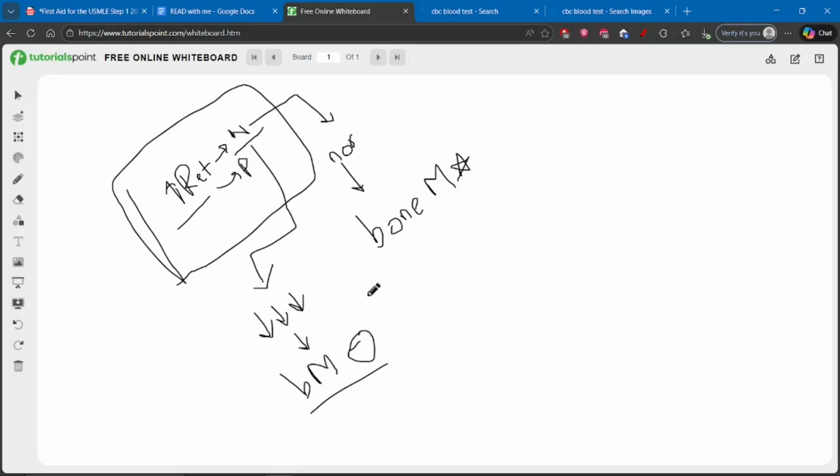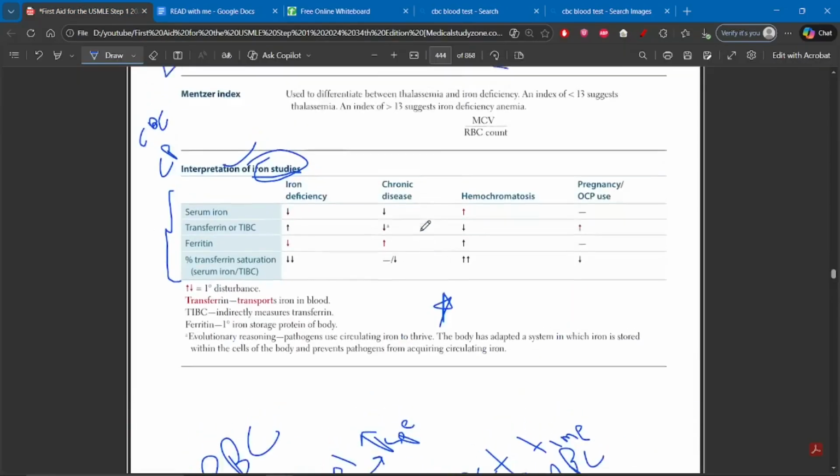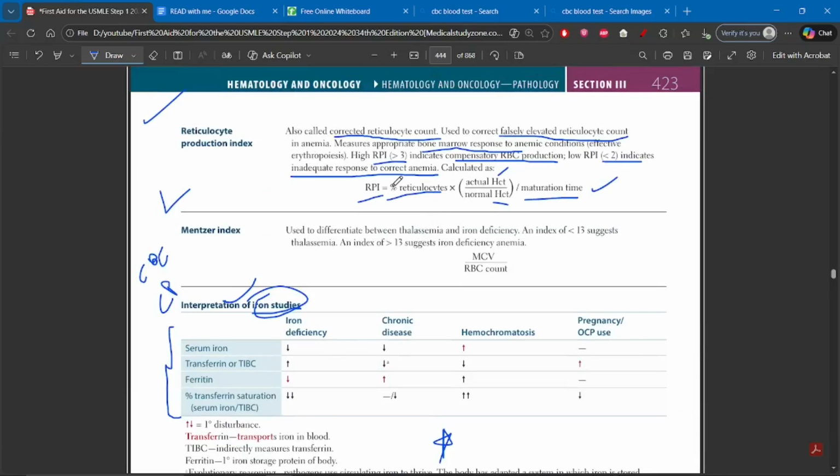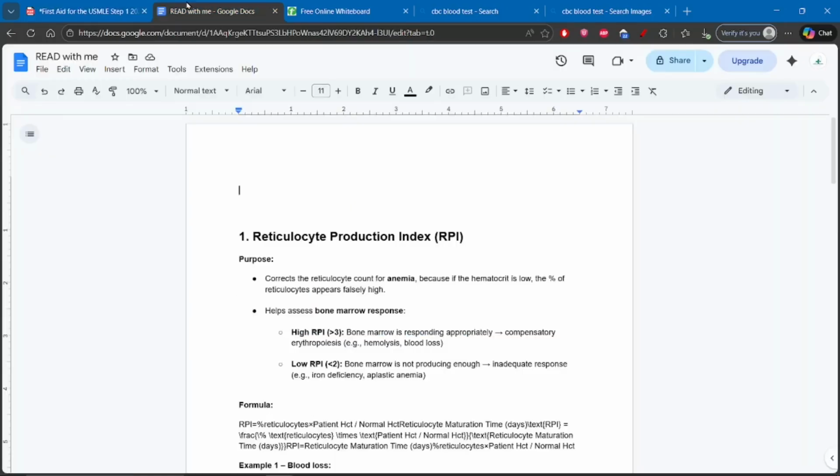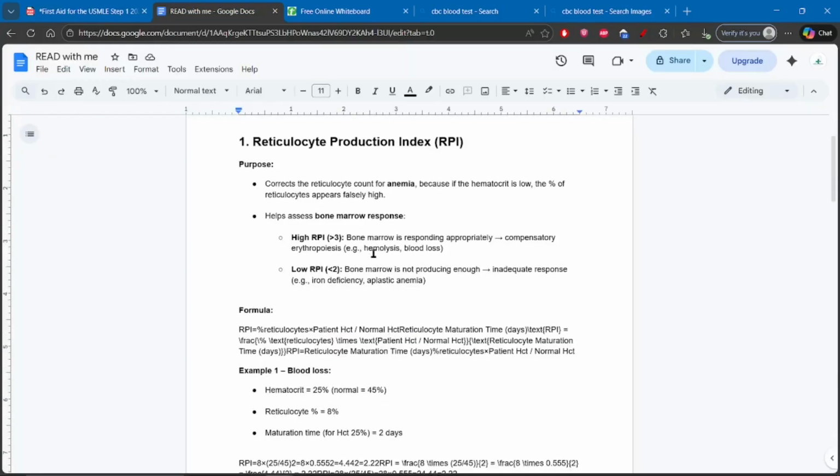Now, the reason why we need to know if the bone marrow is working or not working is because we need to again narrow down our differentials. Narrowing our differentials down is the ultimate end result of this whole process that we've done. So, let's read through the notes.